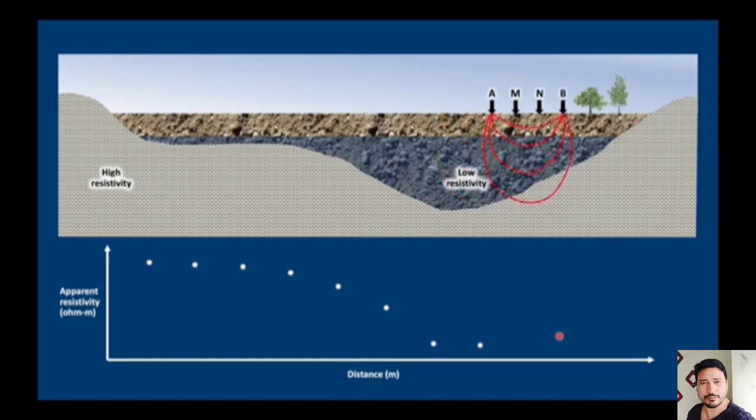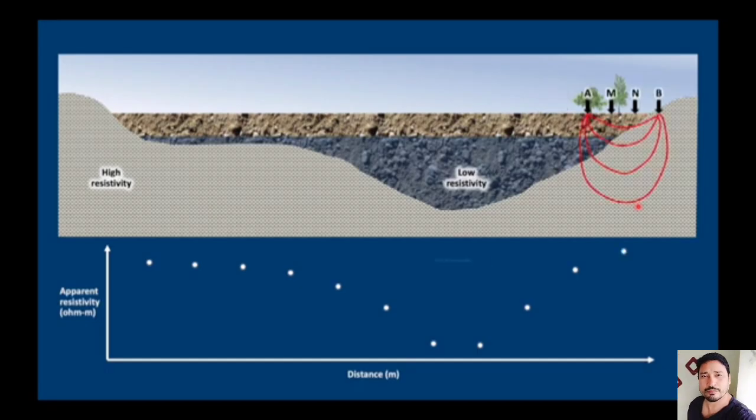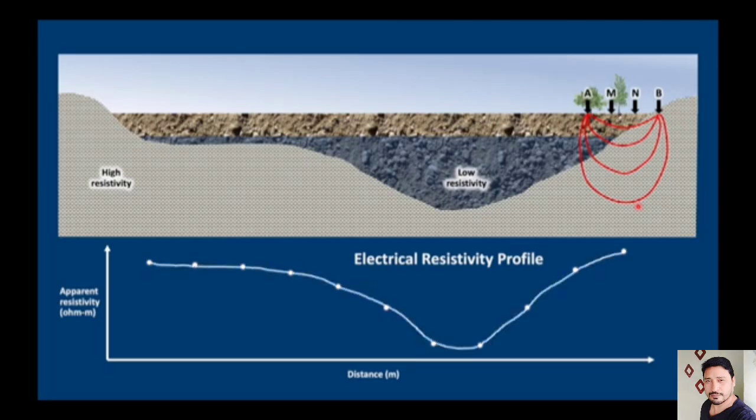Now, as we reach the other side of the valley, we start to see the effect of the basement rocks, which are approaching the ground surface. So we're going to have more effect of this high resistivity material, and our apparent resistivity increases. What we've just completed is called an electrical resistivity profile. And we can join up all our little dots and think of it as a kind of picture of the subsurface. Now, if we're looking for the lowest resistivity anomaly, then we would decide to drill right here.